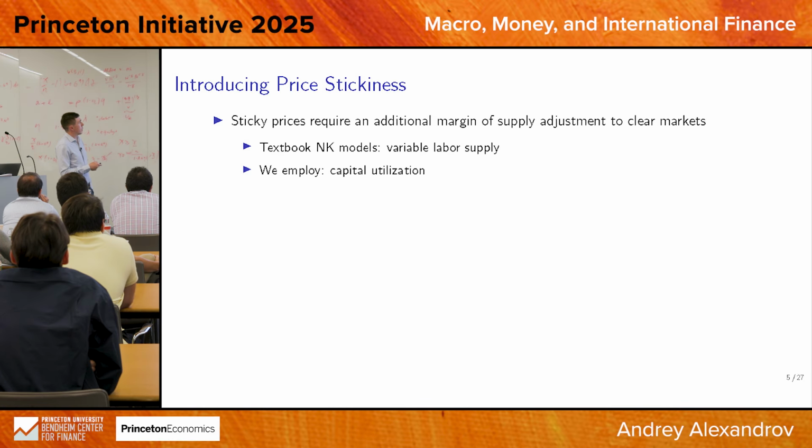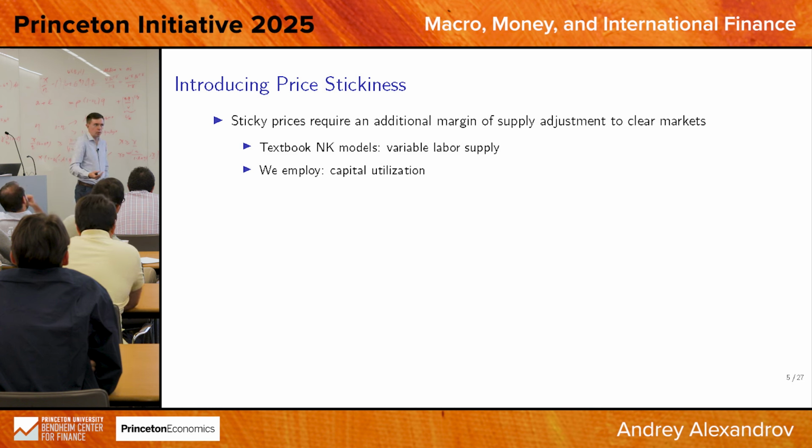In the textbook model, you have labor. If there's a shock, households just work more or less. Since we don't have labor, and we don't want to have labor because that's going to ruin all of our nice analytical tractability, we're going to use capital utilization. So whenever there's a shock, you're going to run your machines faster if you need to produce more, and slower if you want to produce less.